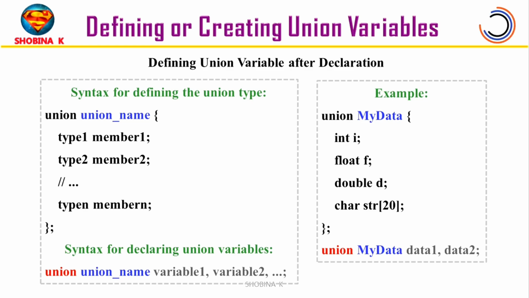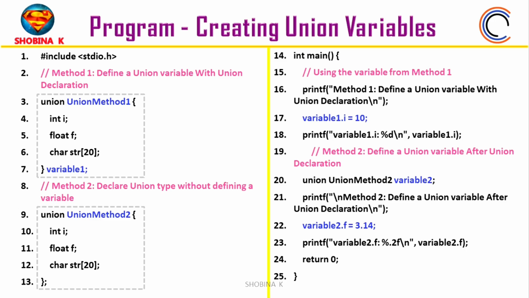Now look at the example. First, we defined a union type named myData. Inside the union, there are 4 members. union myData data1, data2 is a union variable declaration. Here we declare 2 variables of the union type myData. The variables are data1 and data2. These variables can hold values of any of the members defined within the union. Let's look at an example which demonstrates how to define and use union variables using 2 different methods.